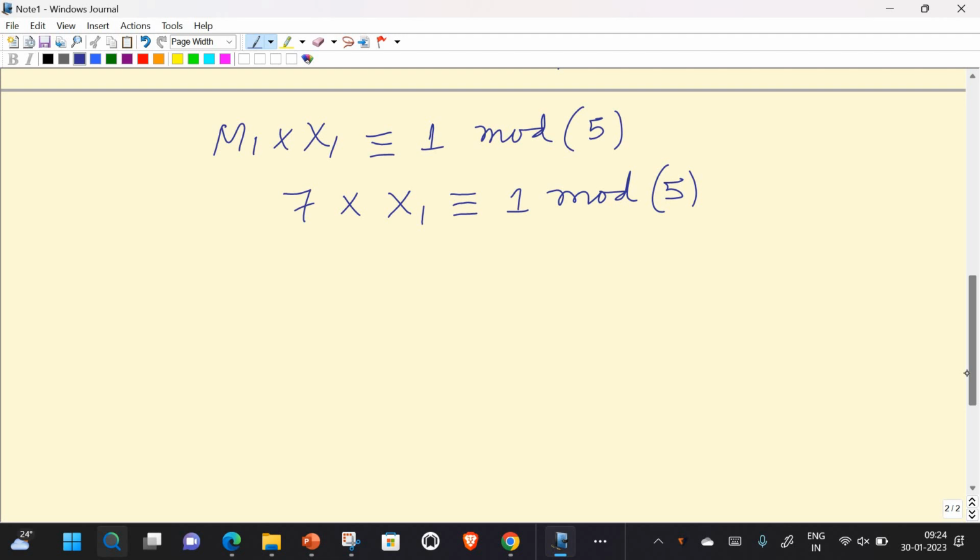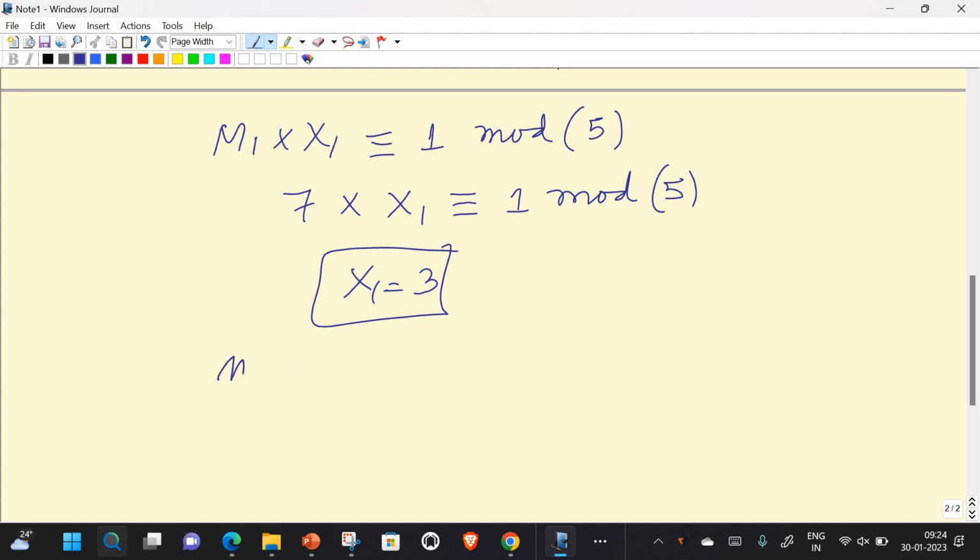Suppose x is 1, so 7 divided by 5 is not 1. So 1 is not a solution at all. If x1 is 2, then it's 14 divided by 5, that also is not equal to 1. But if it is 3, then it's 21, so 21 divided by 5, the quotient is 4 and the remainder is 1. Hence, we can say clearly that by the trial and error method, we have found that x1 is equal to 3, or the multiplicative inverse of m1 is 3.